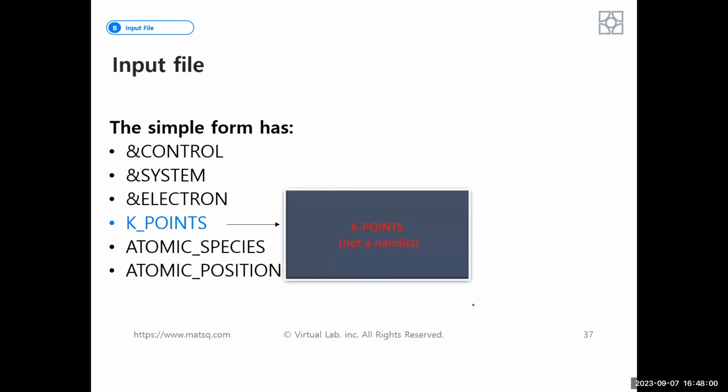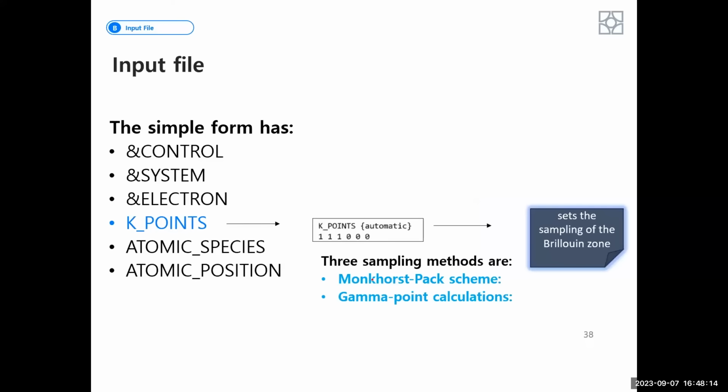The next one is the K points. This is also a very important value. We provide the coordinates and weights of the K points, which will be used in the Brillouin zone integration. We have maybe two main options like this. The common one is automatic.